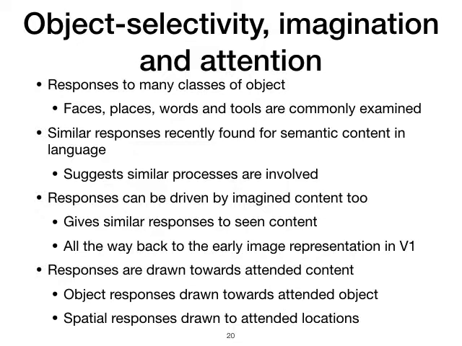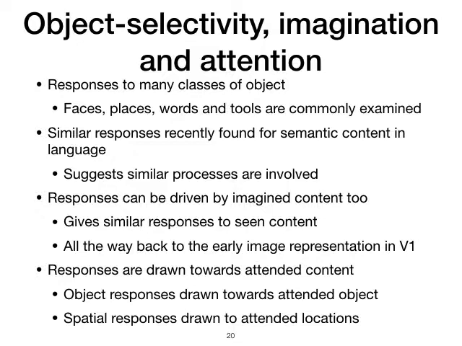These networks that we've seen so far take an input, they transform it, and then they give an output. There's no way that imagined content or attended content could influence that process. So imagining an object will generally start by activating a higher level representation of that object, which then must be fed back to the early representation of that object.